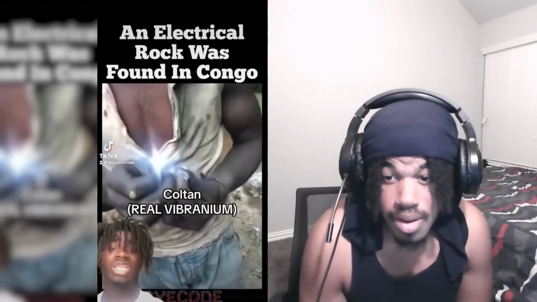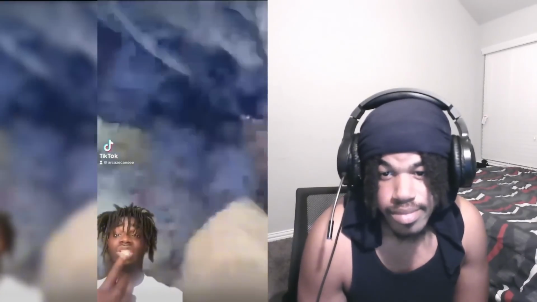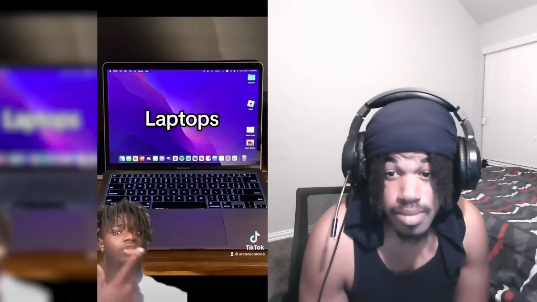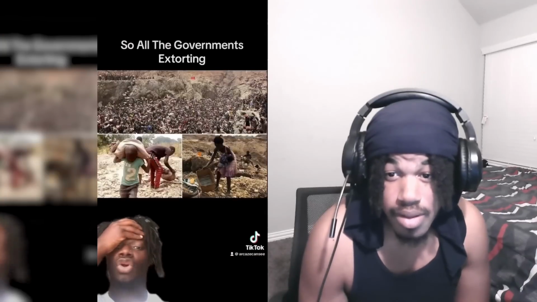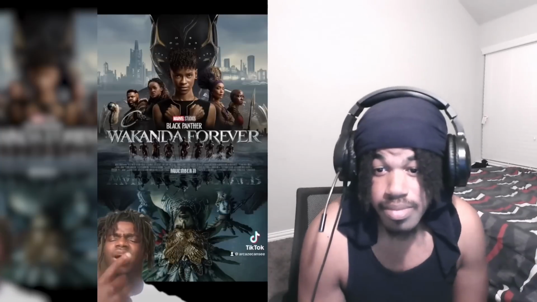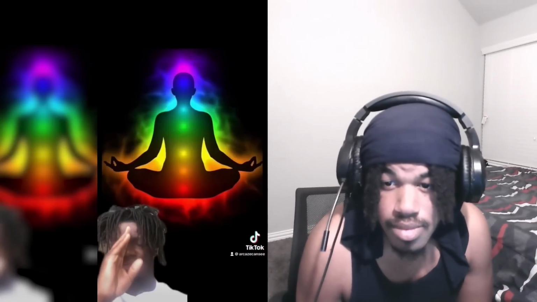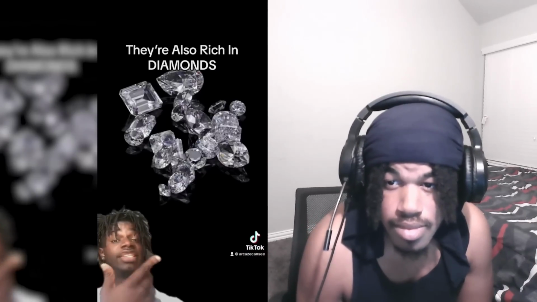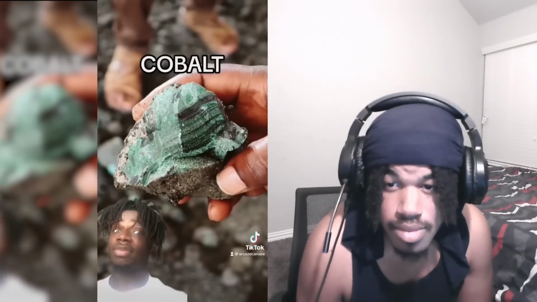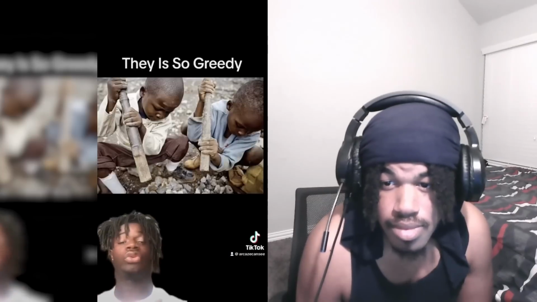No! Congo, they got a rock called Cote. It holds electricity, so it's important. It's needed for phones, laptop games, and more. So all the governments are storing vibranium. This what Black Panther was talking about. This is the mineral Avatar was talking about. Congo and slavery, we gotta get them out. High vibrations is what I'm sending out. They also rich in diamonds, gold, copper, and cobalt, and many more. The government's need it. They so greedy, I can't believe it.